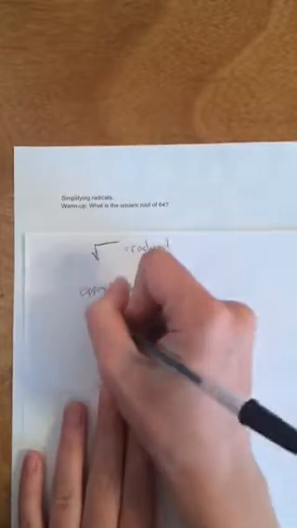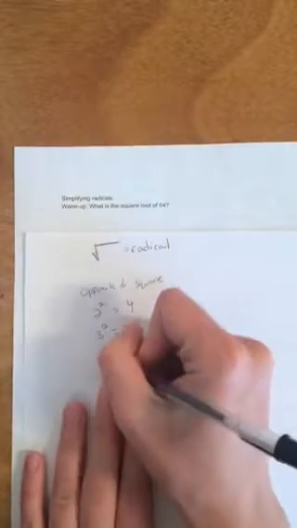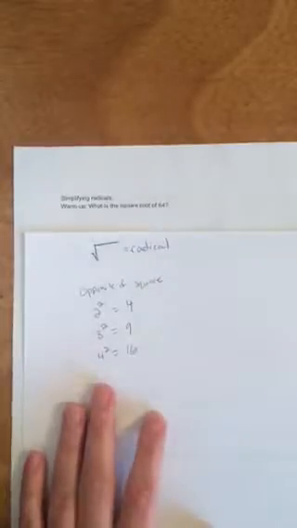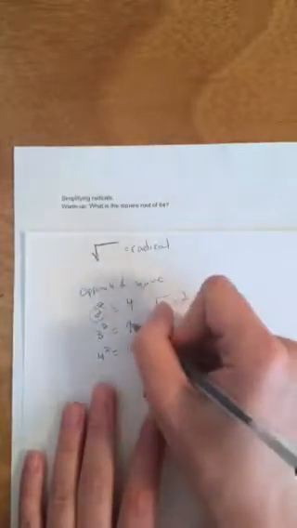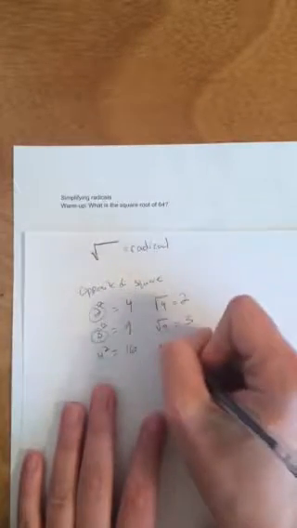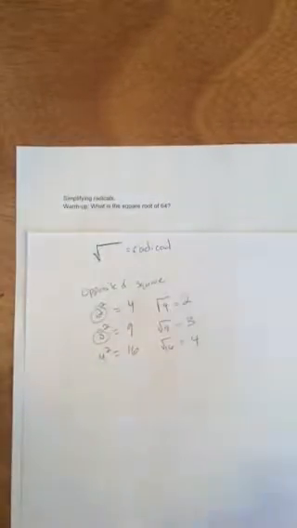So we know that 2 squared is 4, and 3 squared is 9, and 4 squared is 16. So when you take the square root of 4, you're left with 2. When you take the square root of 9, you're left with 3. When you take the square root of 16, you're left with 4. Okay, hopefully you've seen this once or twice before.